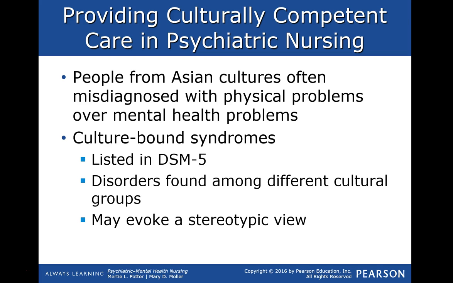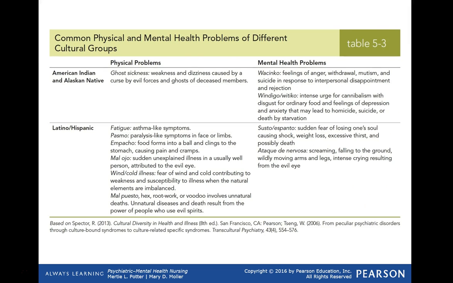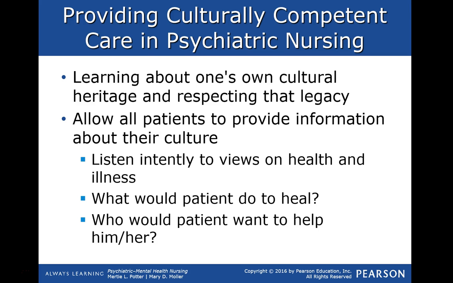You may think, well, all African Americans have this brain fog, physical and mental exhaustion, difficulty concentrating, memory loss, inability to sleep, and appetite disturbance. Well, we have to make sure that we don't stereotype. Just because we're black, we can't say this is what's going on. We do have to look at that medical side versus the mental side. Again, here's that chart. I put it in here for you to review, and it is also in your book. So make sure that you do read that.